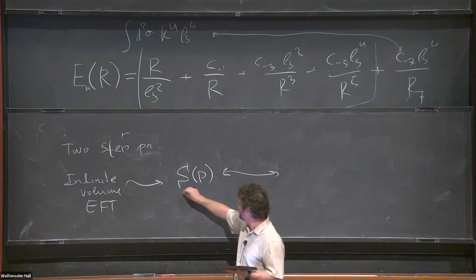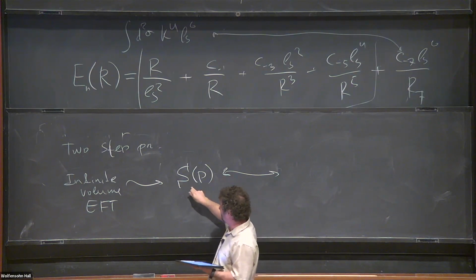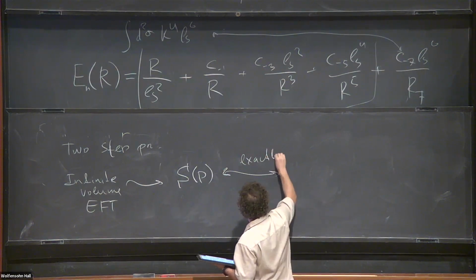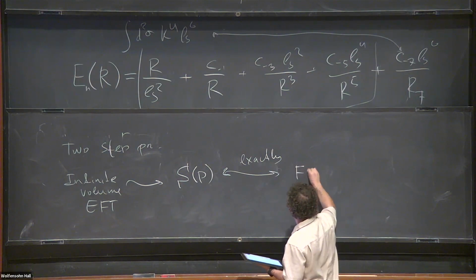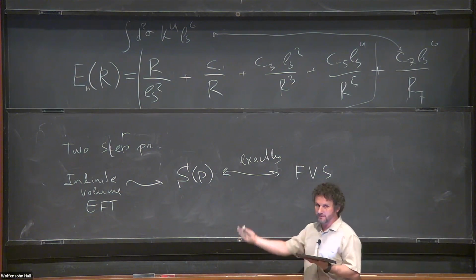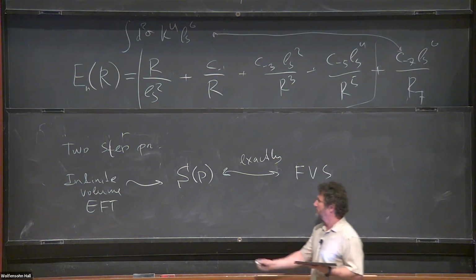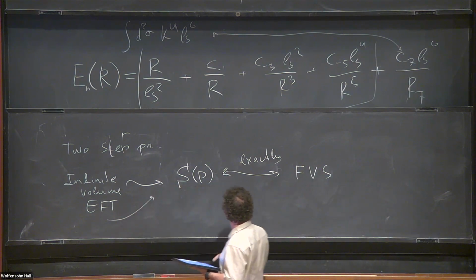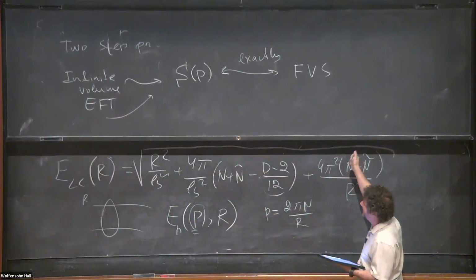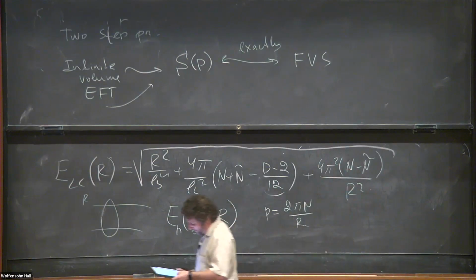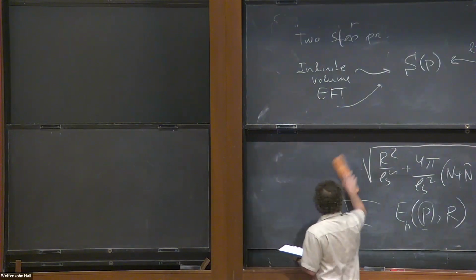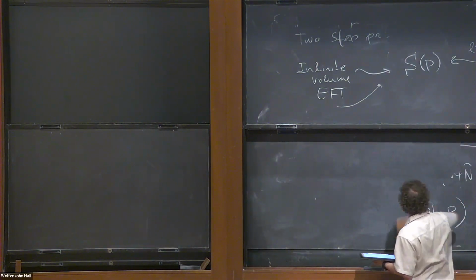So in principle, independently of the fact that we calculated the S matrix perturbatively, it should be possible to go exactly between the S matrix and the finite volume spectrum. That's the idea of what we want to do. Instead of directly calculating the finite volume spectrum in perturbation theory, we want to calculate the S matrix perturbatively and then go exactly to the finite volume spectrum. Unfortunately, even though we believe there is an equation which determines the finite volume spectrum in terms of the S matrix, it's not known how to do it in general.